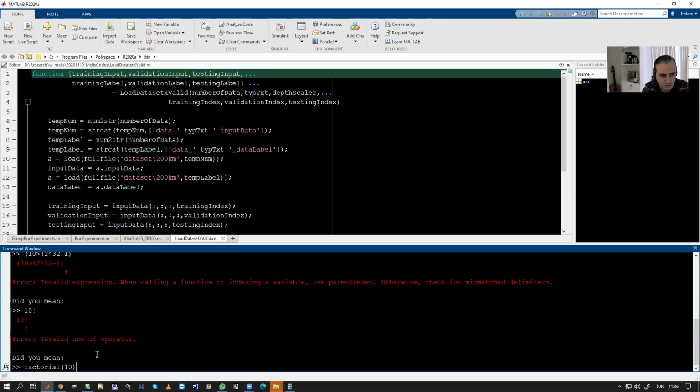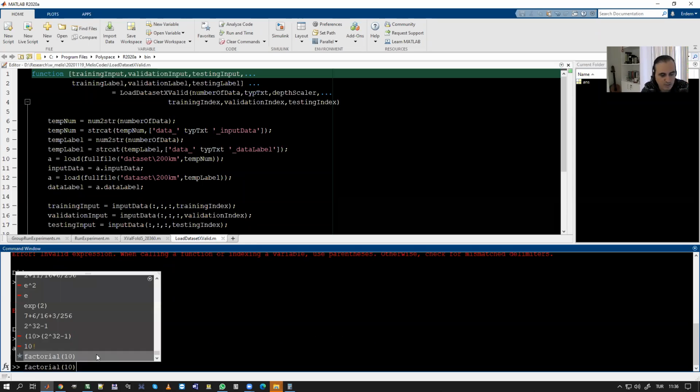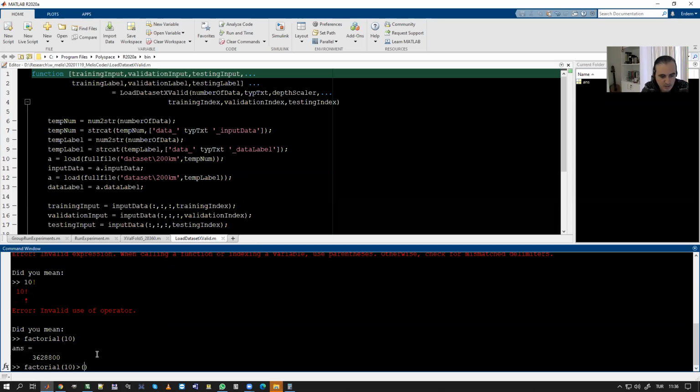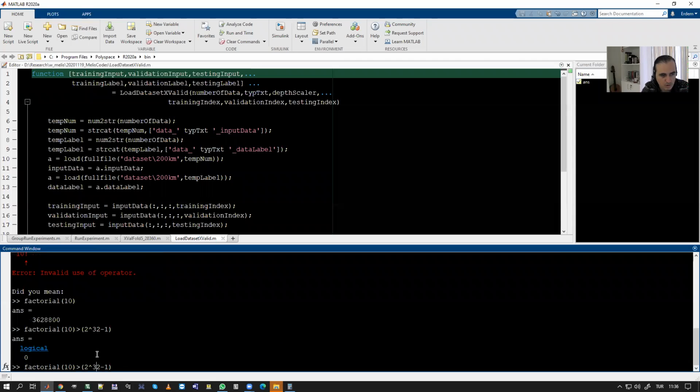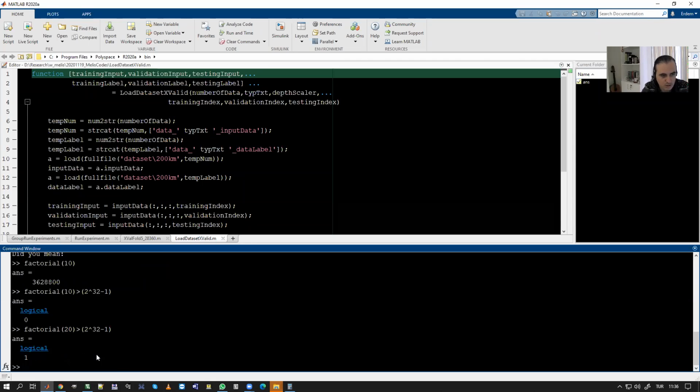Is there a factorial in MATLAB? No. Ah, factorial 10. Okay. Is it larger than 200? No. Is 20 larger than? Yes. 18, 17, 15, 12. Yes. If you're using a factorial larger than this value, actually you cannot get it.